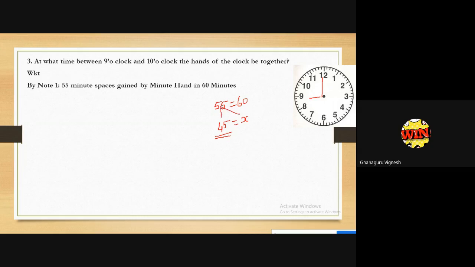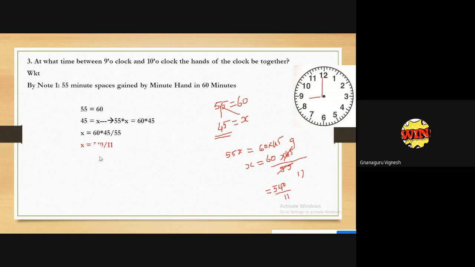Now you try to cross multiply. So if I cross multiply, I have 55x is equal to 60 into 45. And if I further simplify, x is equal to 60 into 45 divided by 55. So I can still simplify. This is 9 and this is 11. And if I write it, it will be 540 divided by 11. If I was correct, the answer would be correct. Yes, you can see here 540 divided by 11.